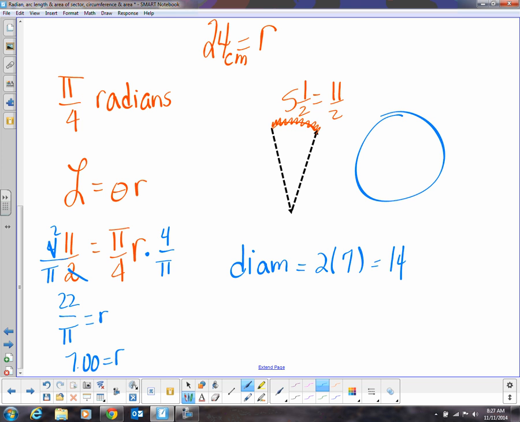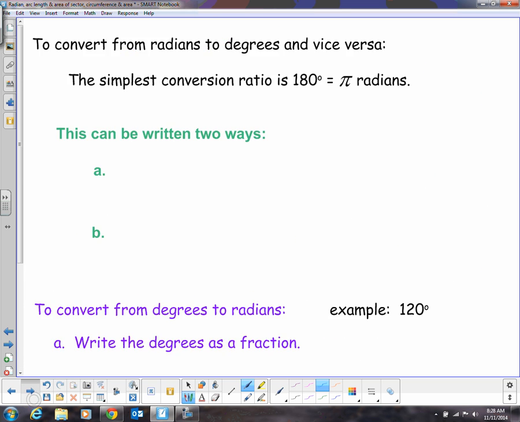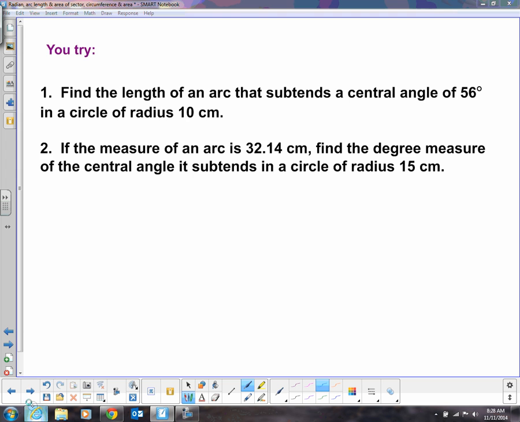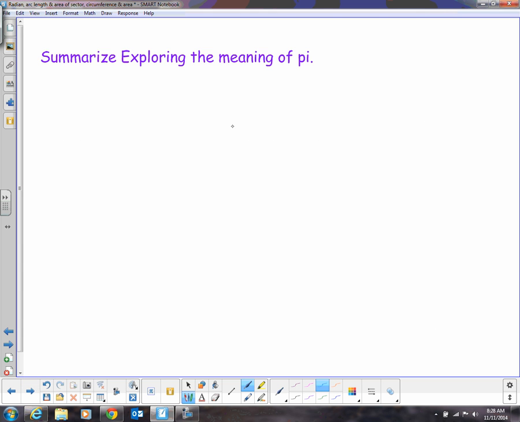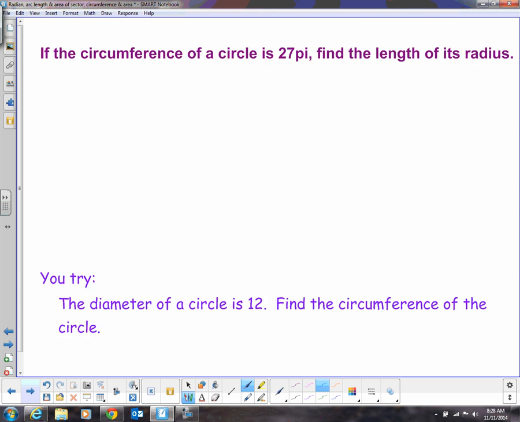Because in a circle, if this is a diameter, that's a radius, and that's a radius, and it takes 2 radii to equal a diameter. All right. So now we're going to go to our sector information. So we're going to come here.